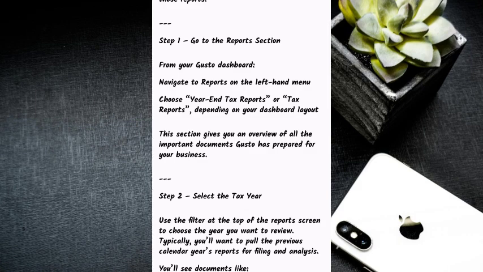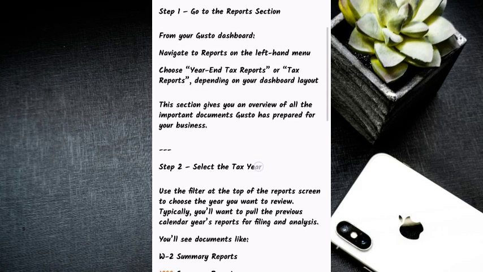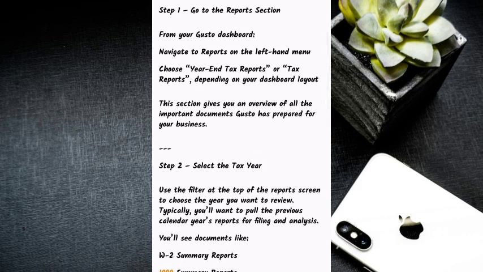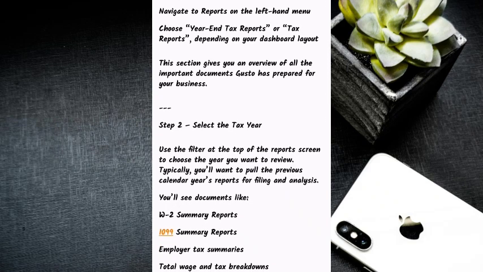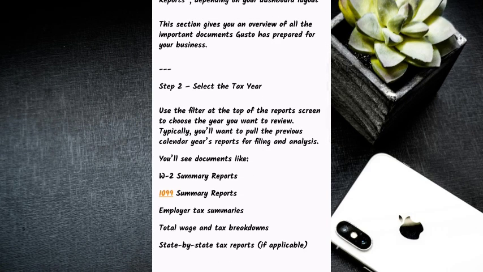Step 2, select the tax year. You want to use the filter at the top of the report screen to choose the year that you want to review. Typically you'll want to pull the previous calendar year's report for filing and analysis. You're going to see documents like the W-2 summary report, the 1099 summary report, employer tax summaries, total wage and tax breakdowns, and state-by-state tax reports if applicable.